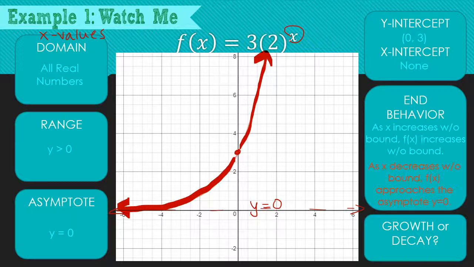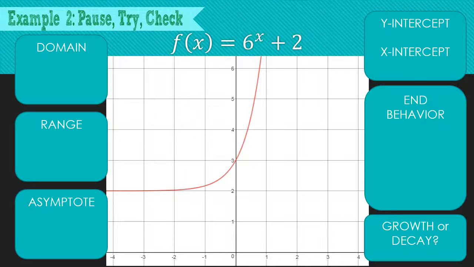And then lastly, it's always a good idea to analyze the graph and figure out if we have growth or decay. Since in this example my base value, that's the value with the exponent, is 2, and 2 is greater than 1, we know that we have growth. All right, so that takes care of example 1. In example 2, now would be a great time for you to pause, try this one on your own, and then come back and check your work.